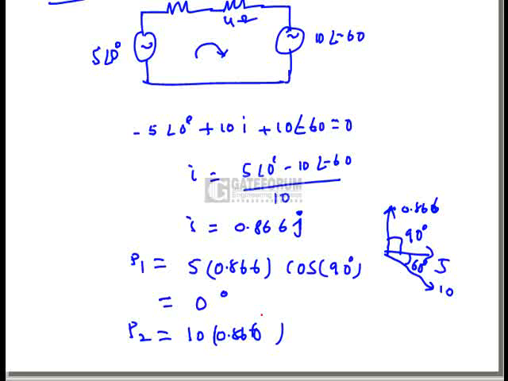cos of 90 plus 60. Cos of 90 plus 60 means what? Cos of 150 degrees. If we solve this, we will get the power 7.5 watts. So P1 equal to 0 and P2 equal to 7.5 watts. So the option is C.